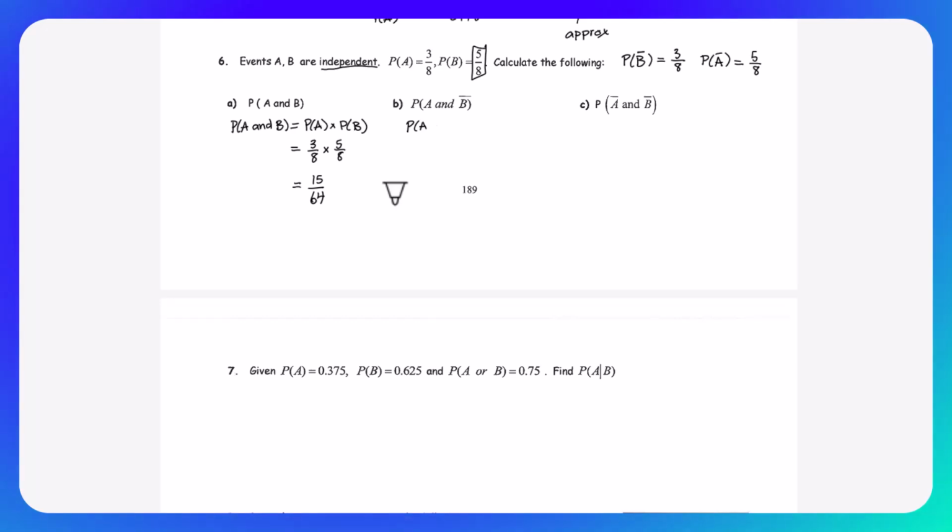Now let's look at this one. And again, I know we don't like writing things out, but we're going to do it anyway. So that equals the probability of A times the probability of not B. That's going to give us 3/8 times not B. Well, that's 3/8 again. So that gives us 9/64.